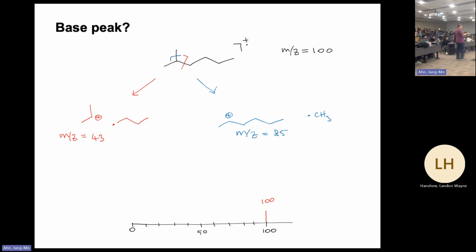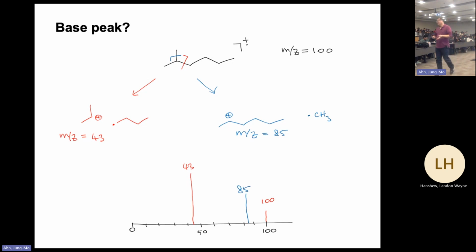But these things happen together. It's not just the radical alone that is produced; the radical is produced with the cation. So we have to think about the stability of both together. The stability here will be better than the other, because this is a secondary carbocation, and the radical is primary, which makes it better than just a methyl radical. Because of that, I believe the base peak is going to be 43, considering this part, and the 85 peak is going to be smaller.